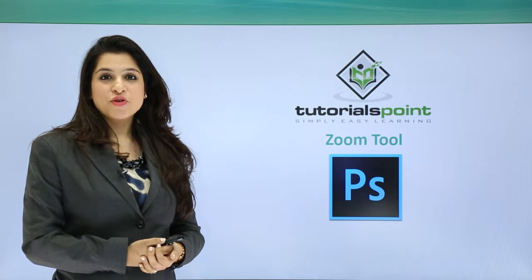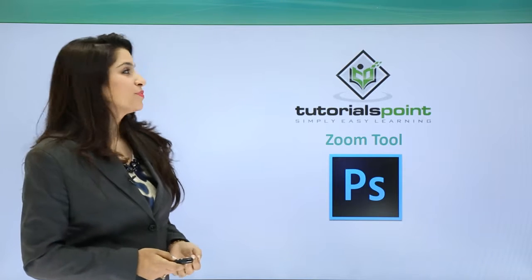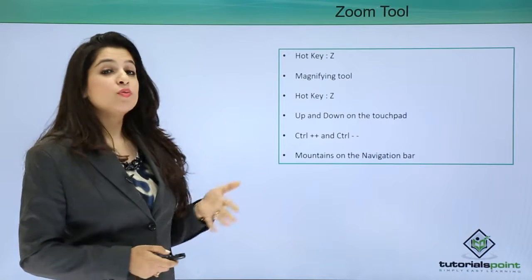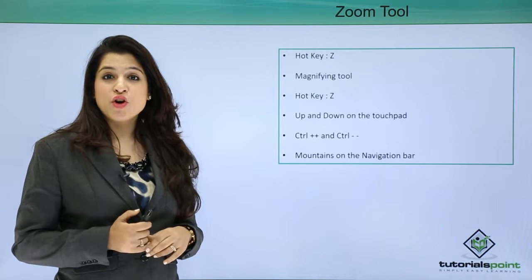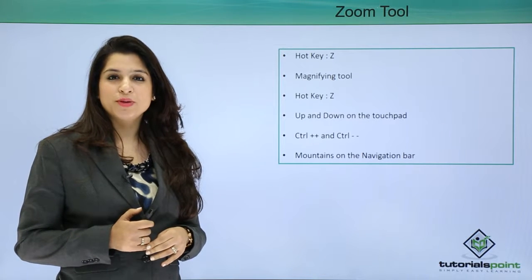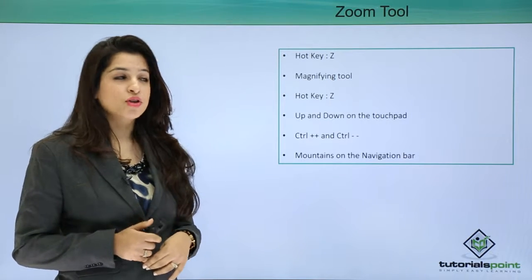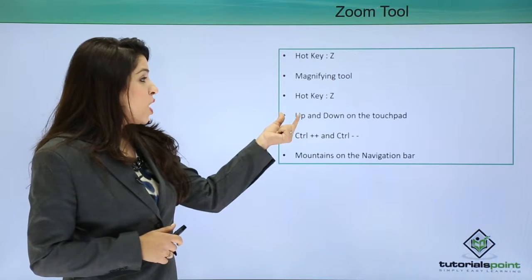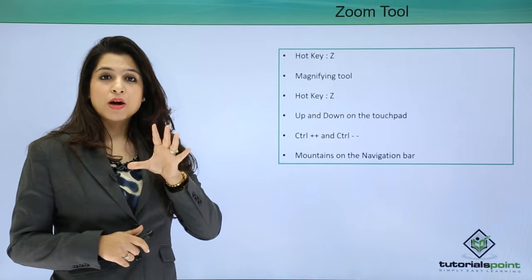Hi, in this tutorial, let's talk about the zoom tool in Adobe Photoshop. Basically, the zoom tool works like a magnifying tool. So when you press Z on your keyboard, your zoom tool will be activated and you will see a small magnifying icon on your cursor. You can go up and down on the touchpad to actually zoom out and zoom in.